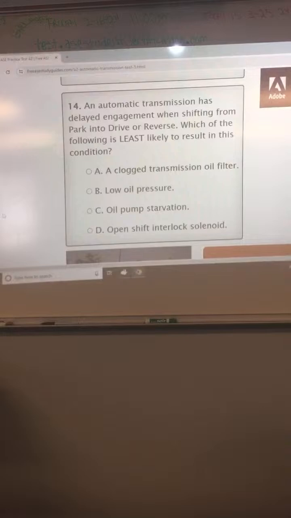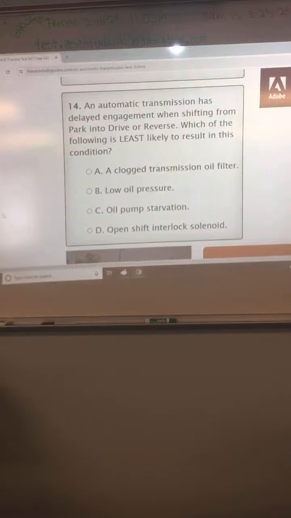We're taking B. Okay, automatic transmission, delayed engagement when shifting from park into drive or reverse. So you start your car, it's gonna be in park, right? Most likely. You go to put it in drive or reverse, and it takes a minute to actually go into gear before the car starts moving. What do you think is least likely to cause that?